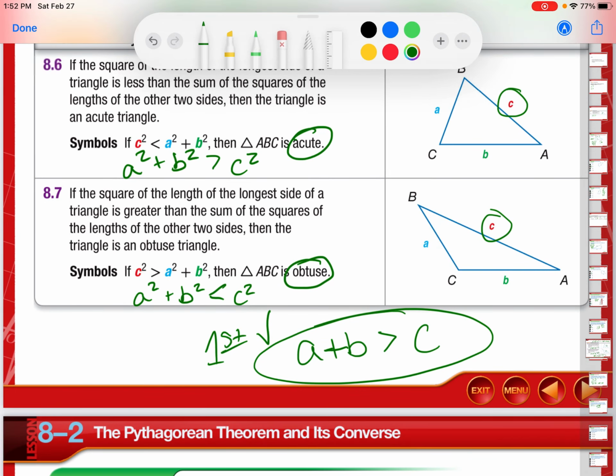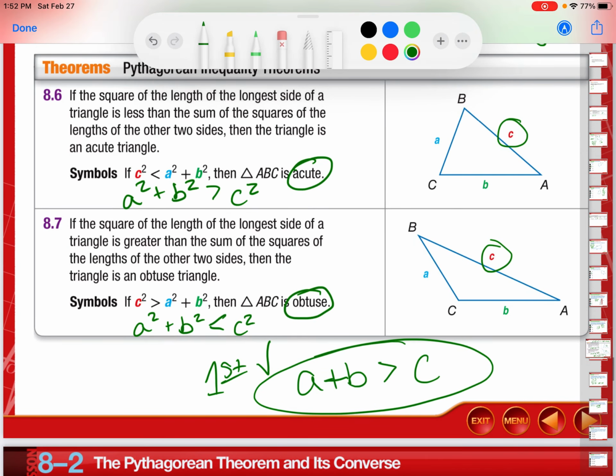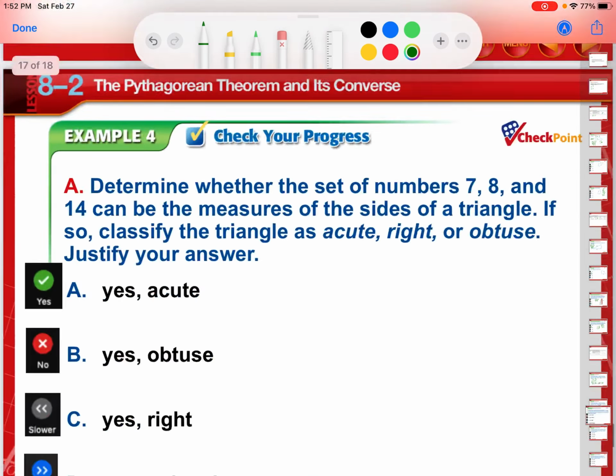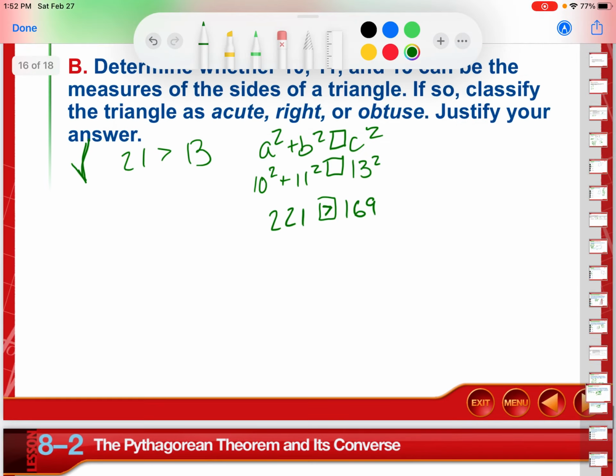And since they are bigger than c squared, if we go back and we look at this, a squared plus b squared is greater than c squared. Okay, that means it's an acute triangle. So let's go back to that problem we were working on. And we would say this is an acute triangle.